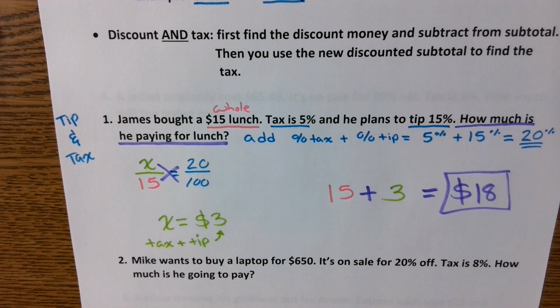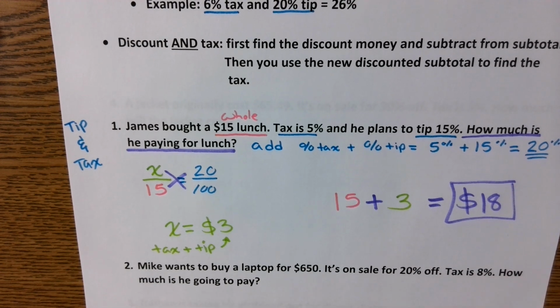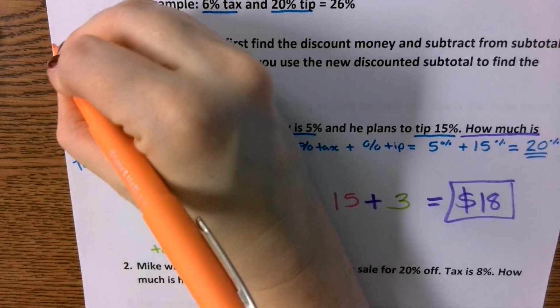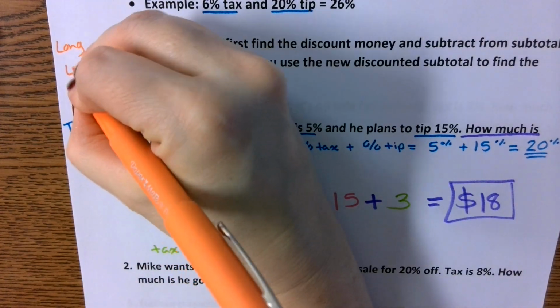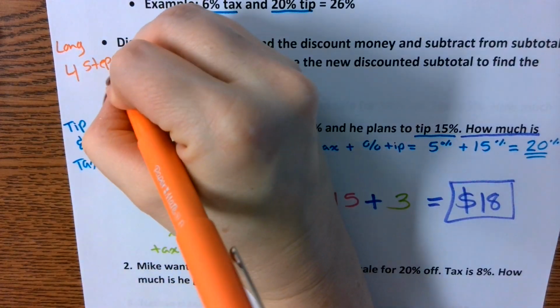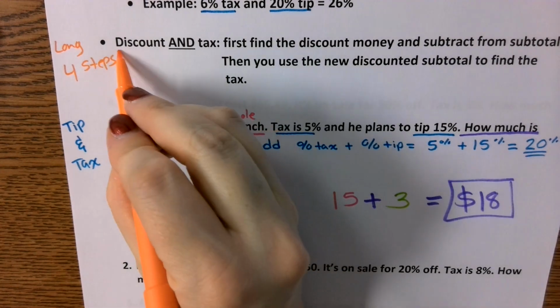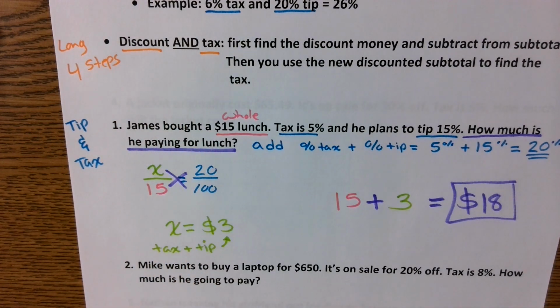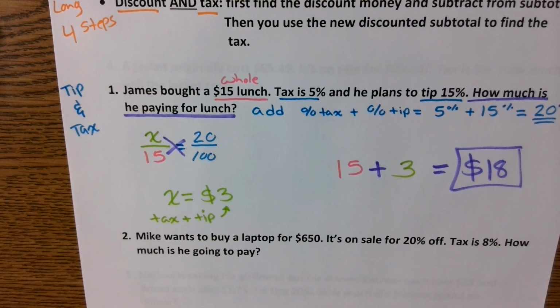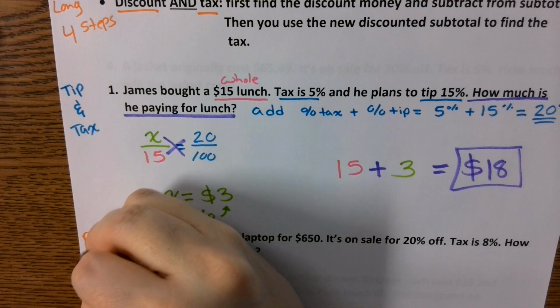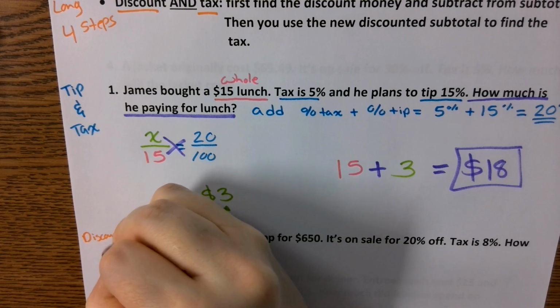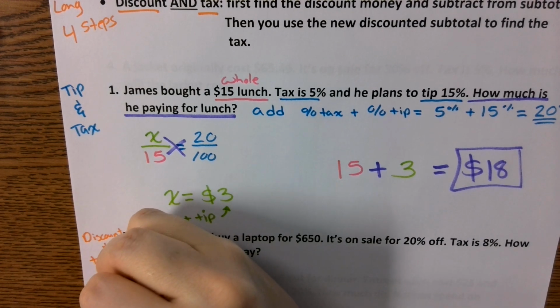All you have to do is add your tax and tip together first, and then you can calculate it like a simple normal problem. The discount and tax problems, that's a longer process. That one's going to take 4 steps. If it is a discount and a tax problem, it's going to take you 4 steps to complete it. So let's take a look at number 2, which is a discount and tax.